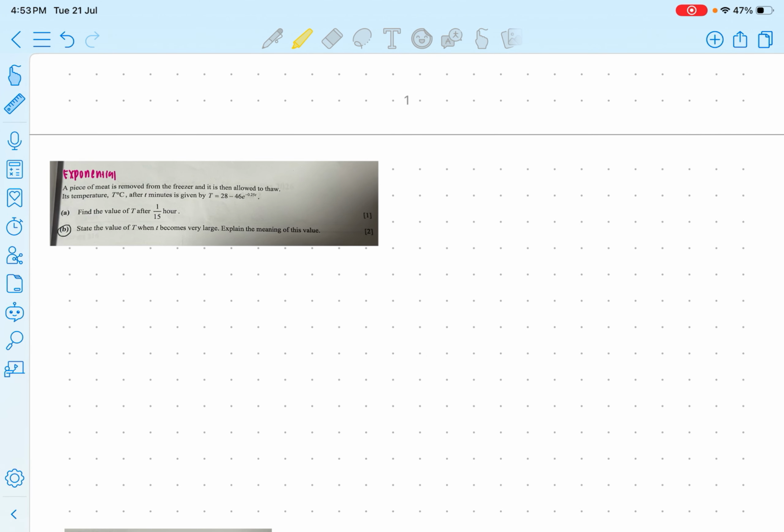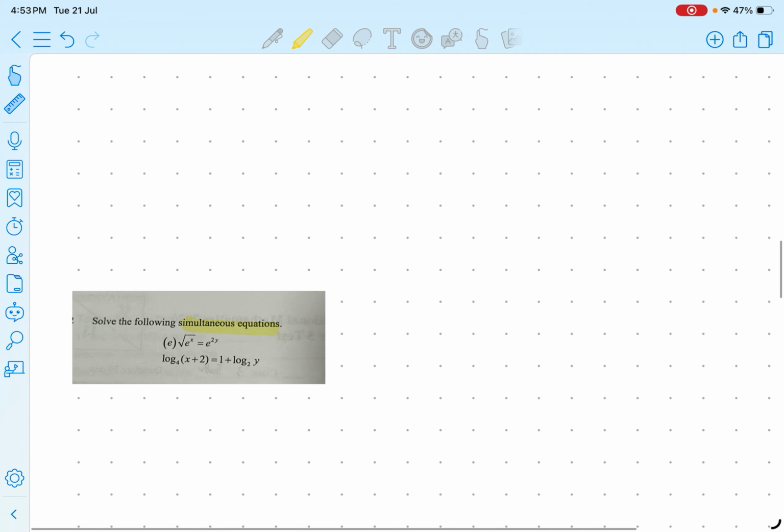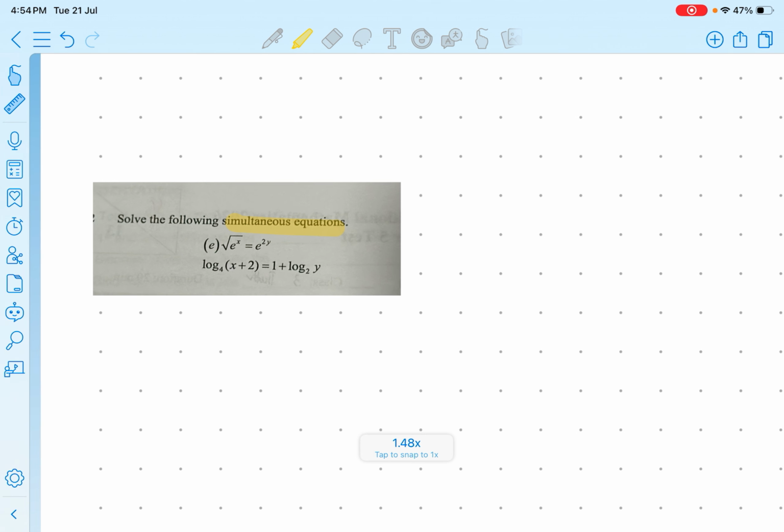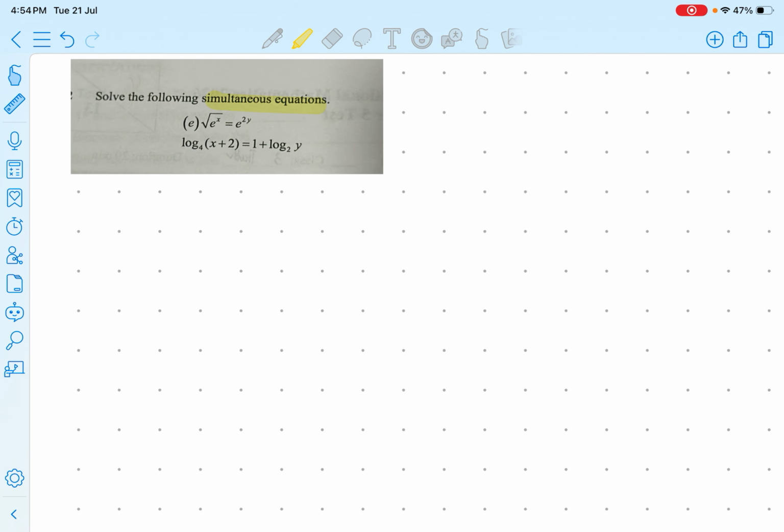So in this video, we're going to be going through the exponential word problems and also logarithm simultaneous equations. Okay, so this is what we'll be doing. If we look at our simultaneous equations first, we're going to be going through that first.